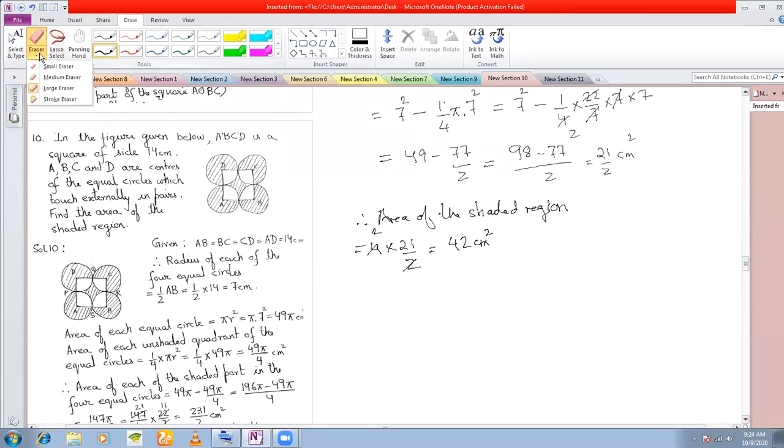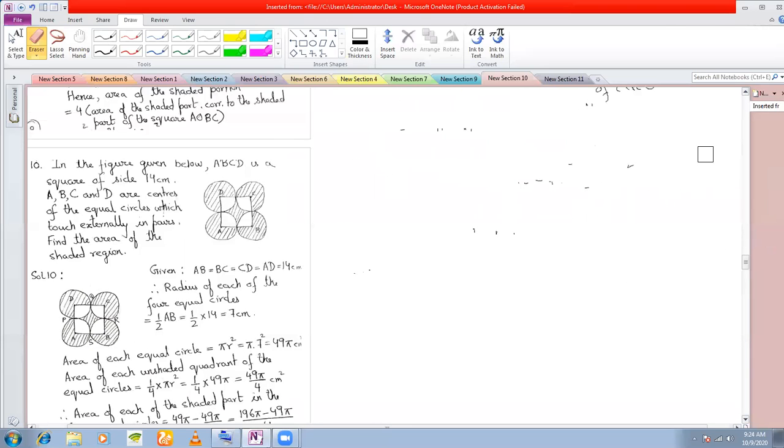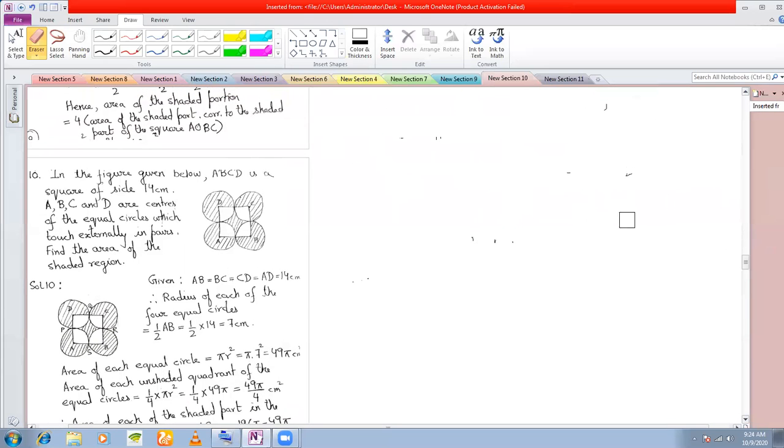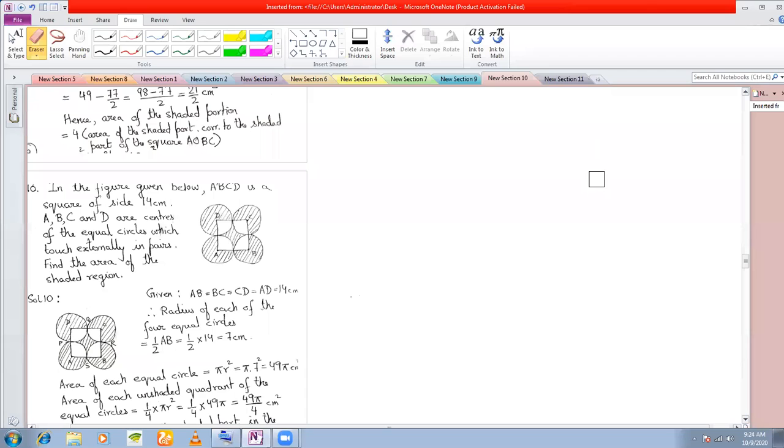Let us move on to the next problem. There are 4 circles in this problem. The centers of these 4 circles are the vertices of a square.